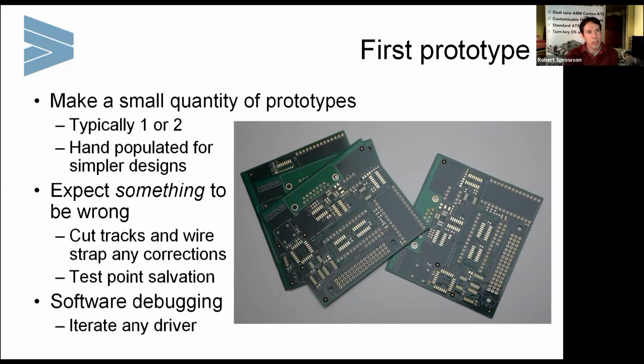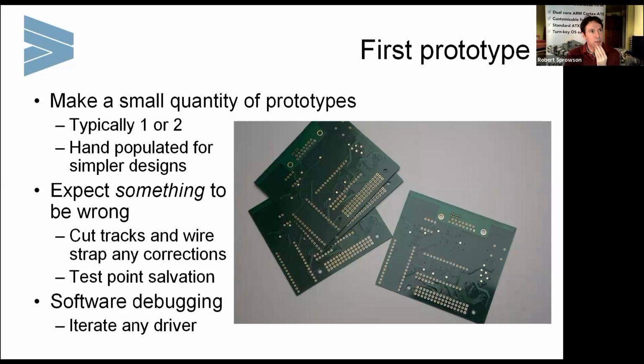If you've made a mistake, you can cut a track and then wire it back using the test points. And then depending on what the nature of the project is, there may also be some software to debug. So those test points again come in handy for being able to probe on the back of things.